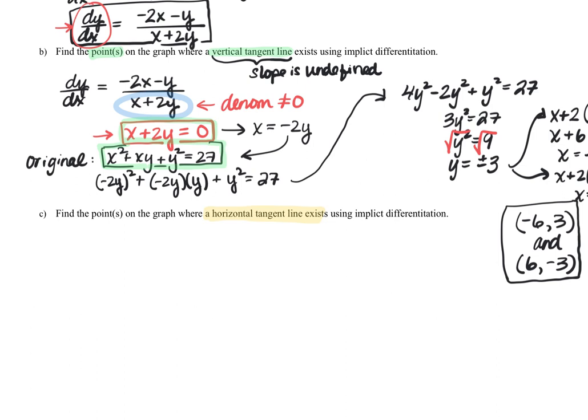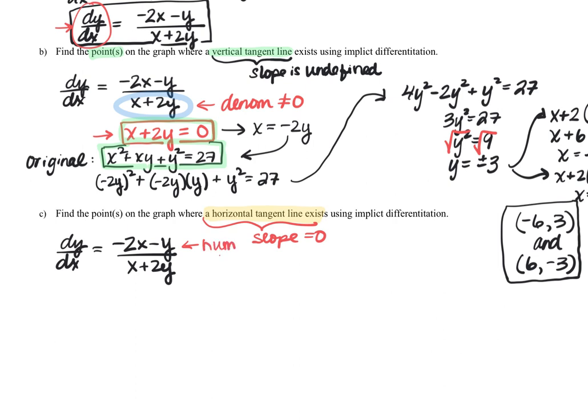So now, if we're looking for a horizontal tangent line this time, we don't want the slope to be undefined, but now we want the slope to equal 0. So once again, we'll go back to our derivative. dy dx is equal to negative 2x minus y, all divided by x plus 2y. But this time, if we want this entire fraction to equal 0, then that would only happen when the numerator is equal to 0. So we're going to set the numerator equal to 0 this time, which gives us negative 2x minus y is equal to 0.